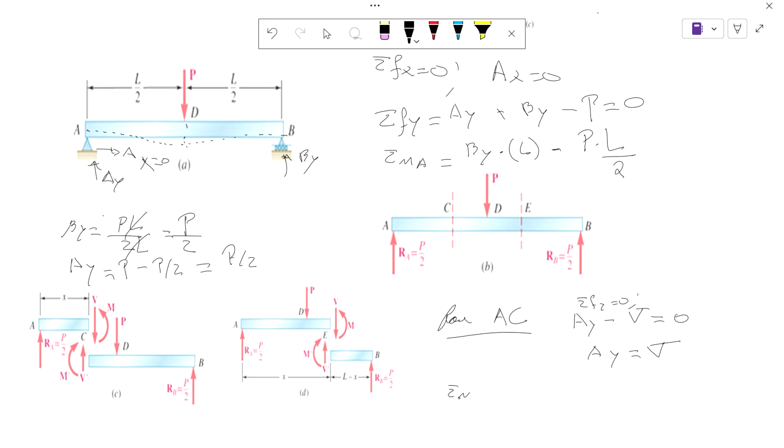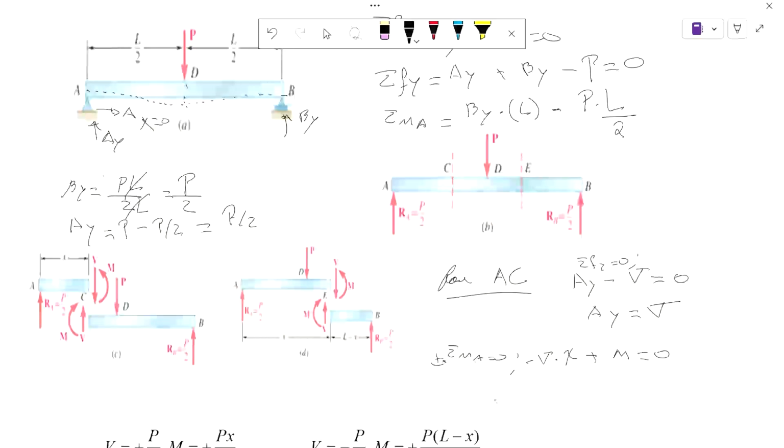And then if we do summation of moment at A equals 0, taking counterclockwise positive, what we have is going to be V is negative. So V times X, whatever distance they give you. Here X is because they didn't give us a distance, but usually you'll know at what distance you want to do, unless you want to plot the whole shear force. And then there's going to be a negative moment plus M. This is equal to 0.